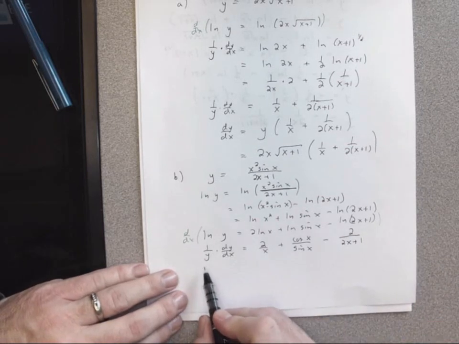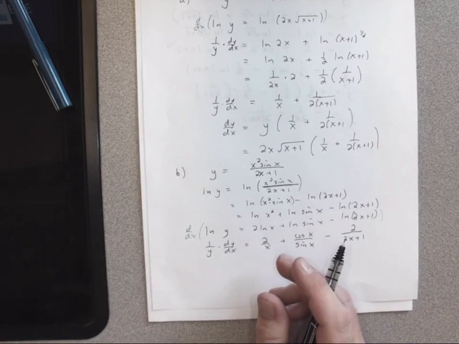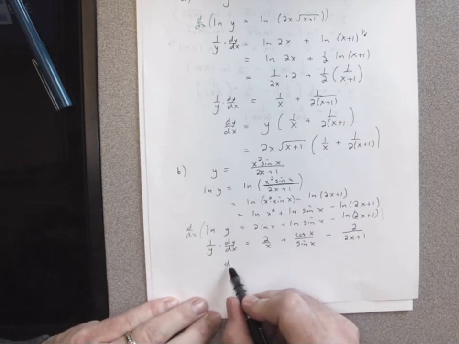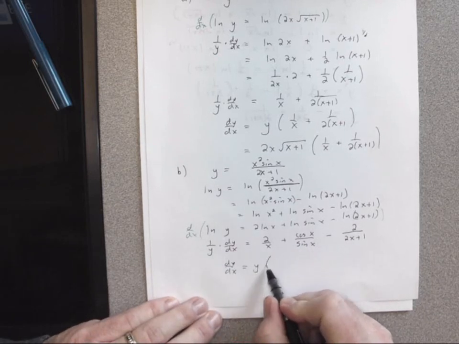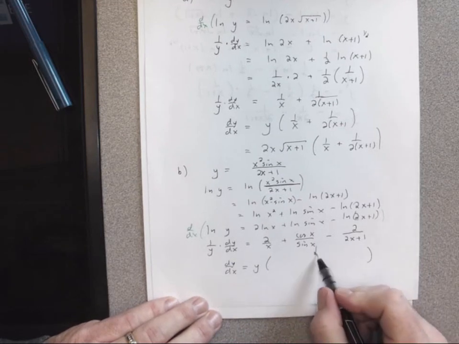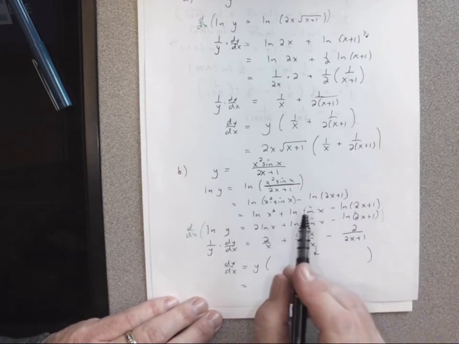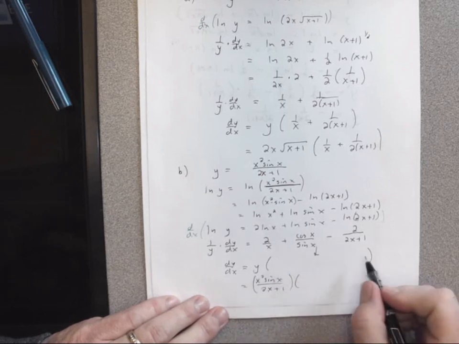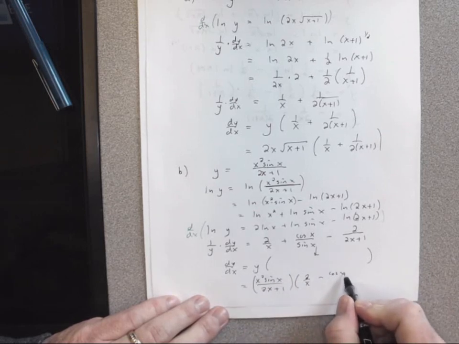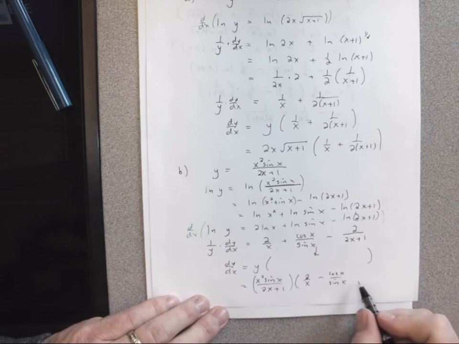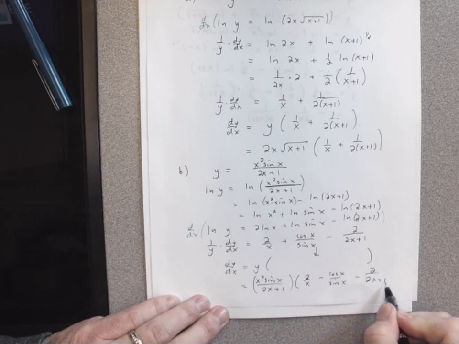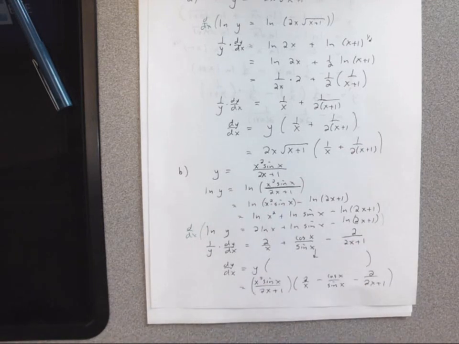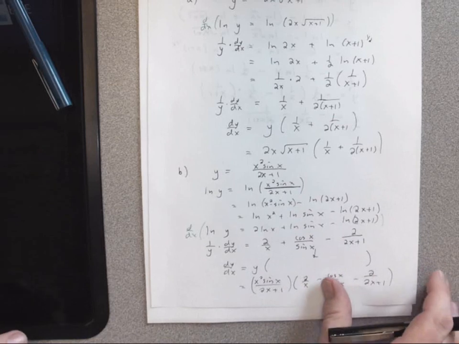So that means dy dx is going to be just multiply this expression by y. So dy dx is y times this expression here. Now remember what y is. y is this original thing, so this would be equal to x squared sine of x all over x plus 1 multiplied by that expression, 2 over x plus cosine of x over sine of x. I guess I could have written that as cotangent, minus 1 over x plus 1. And what's nice about that, again, is you get rid of having to do that product and quotient rule. So, logarithmic differentiation.